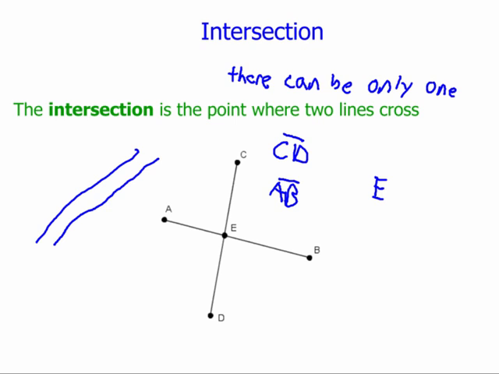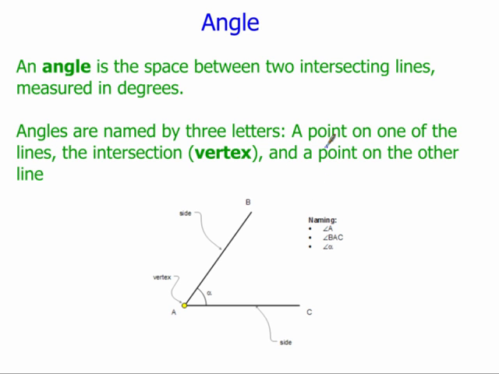Okay, next up, when two lines cross, they make what we call an angle. And an angle is the space between two intersecting lines, and it is measured in degrees. Okay, or it can also be measured in what we call radians, but those are something you'll worry about in a different class. So, angles are named by three letters: a point on one of their lines, the middle or the intersection point, which we also call the vertex, and a point on the other line.